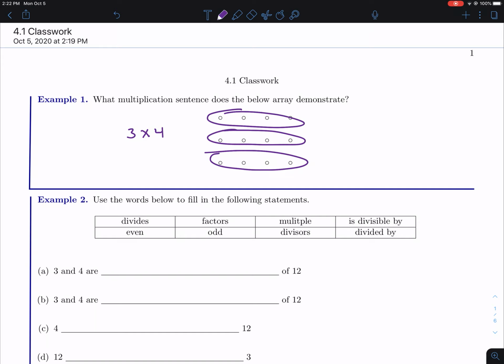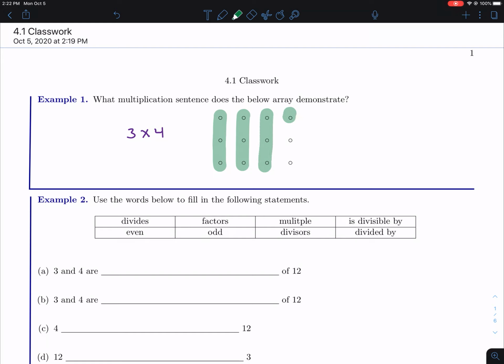Or, if I think about it the other way, let's erase these guys, I could think about them up and down as a column of 3. And how many columns of 3s do I have? I have 4 of those columns of 3. So I could write this as 4 times 3 in that case. Just like we saw before, multiplication is commutative, so you can flip the order of multiplication. This array allows us to think about it a couple different ways as well.